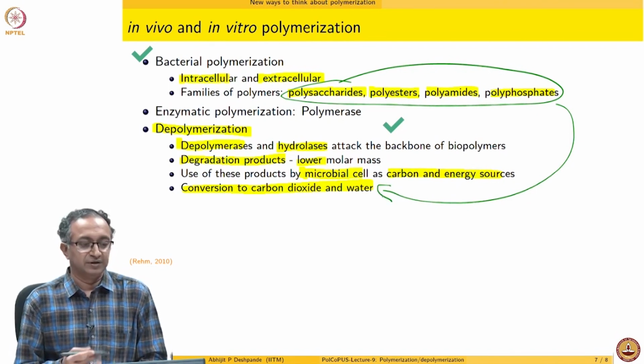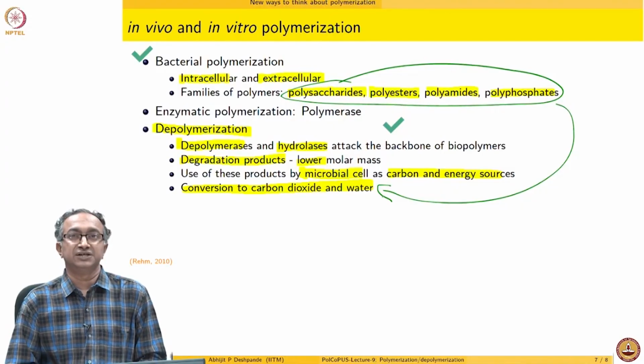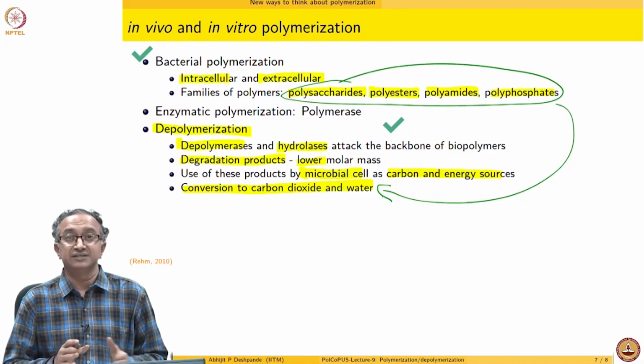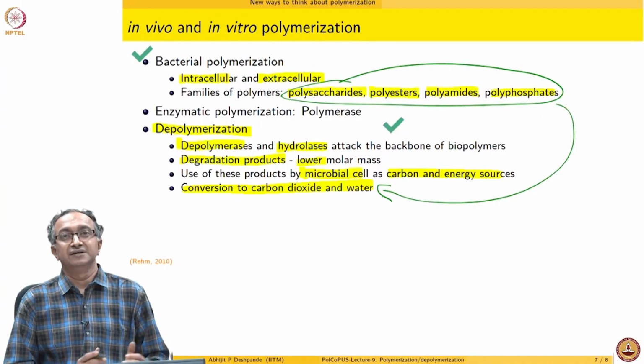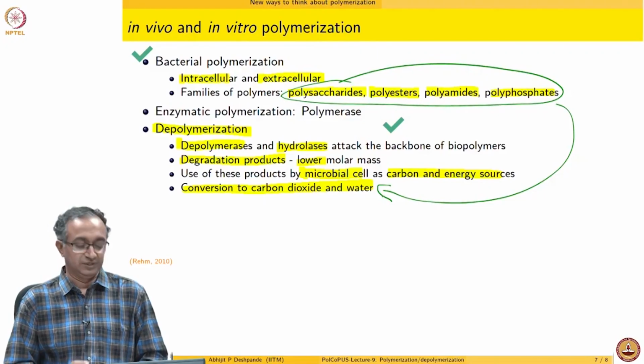So therefore, in vivo and in vitro polymerization has the capacity to give us macromolecules of a limited set of families presently. But the advantage is that you can close the cycle. Now, can this be done for a larger set of polymers? And can we get engineering applications out of such polymers? That's a question to think of.